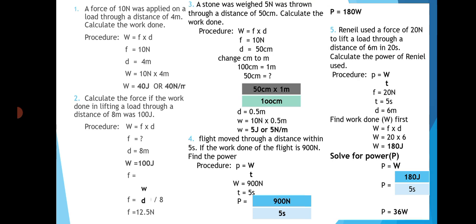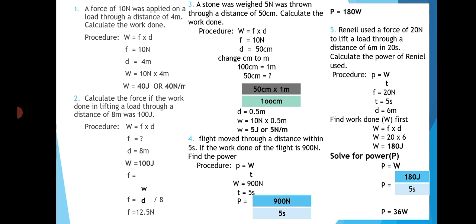100 joules over 8 meters. Our answer is going to be 12.5 newton. Take note, force is always in newton. That's the SI unit, to be precise.